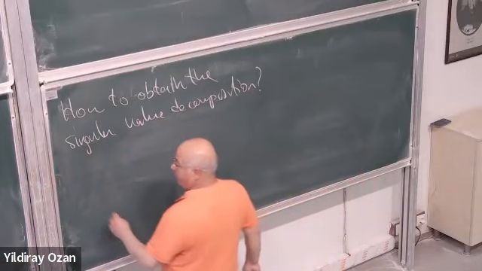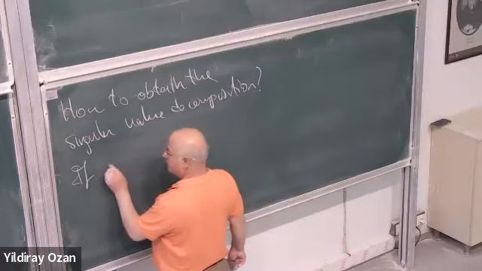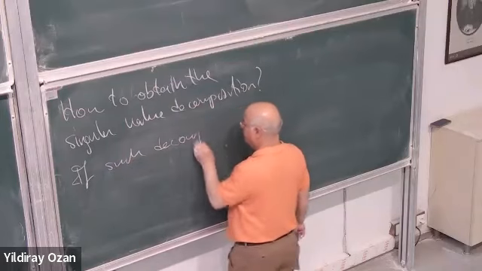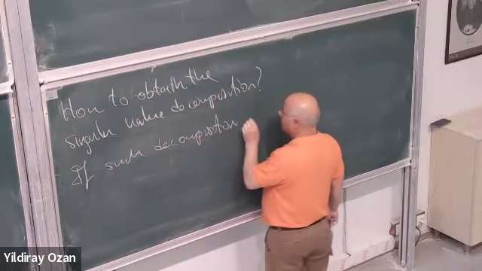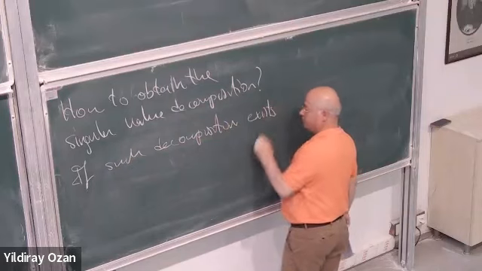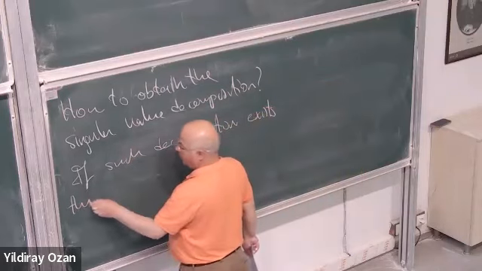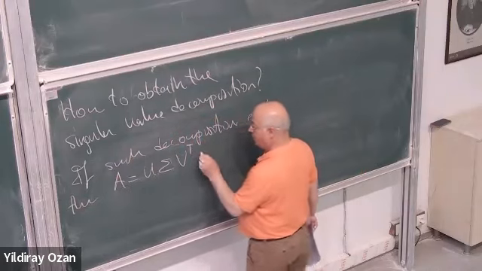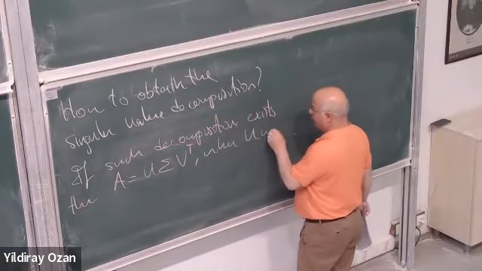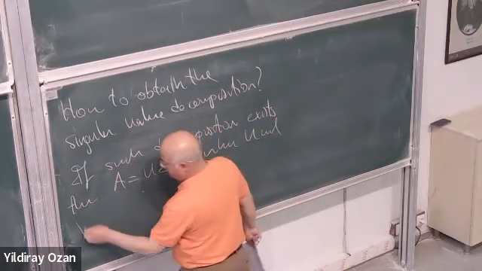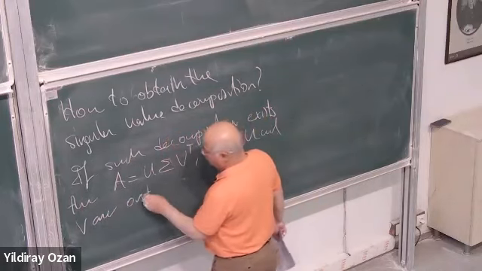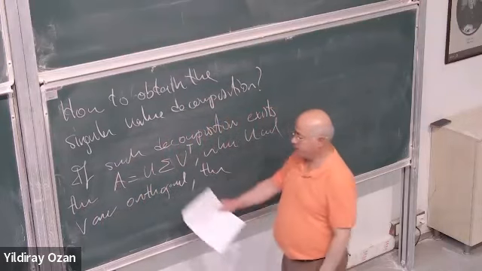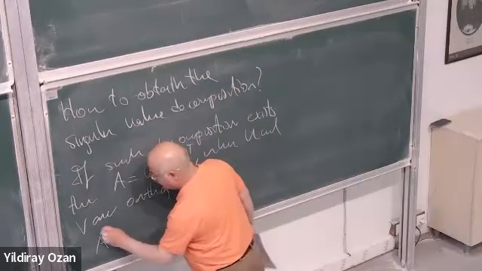Şöyle, if such decomposition exists, then A would be this, when U and V are orthogonal. Then let's look at this: A transpose A.